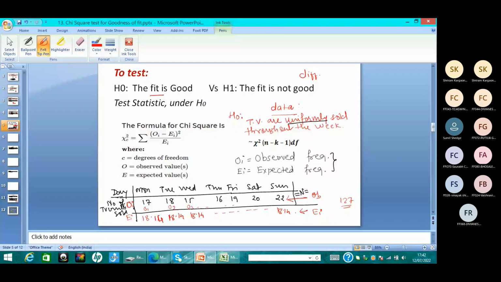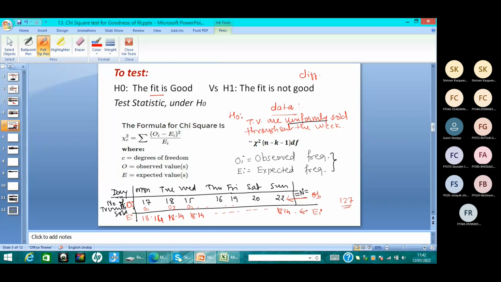Are you getting my point? So this is called the fit is not good. The fit is good or the fit is not good. We don't write bad there. The fit is bad, we don't write that. This is the wrong way. Either the fit is good or the fit is not good. Did you understand? So this chi-square test for goodness of fit is all about the observed frequency and the expected frequency and their discrepancy.